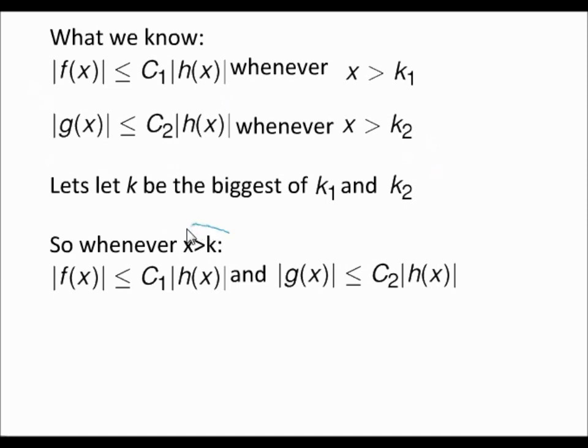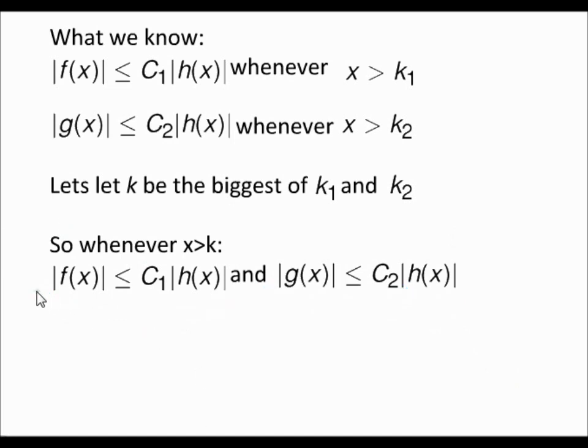So that means that whenever x is greater than k, I don't need to mess around with two different starting points or turning points. Whenever x is greater than k, I know that both of these things are happening. Again, what are these things saying? They're saying that h of x with some fudge factor, c1, is going to be greater than f of x. It's saying that h of x with some fudge factor, c2, is going to be greater than g of x at some point, okay, down the road after k, after the number k.